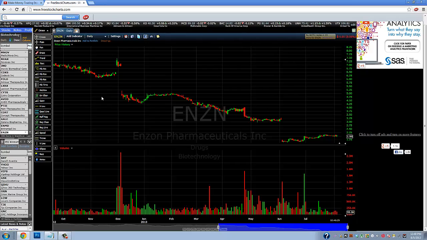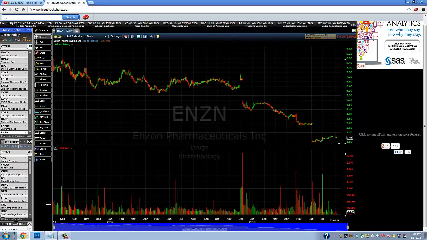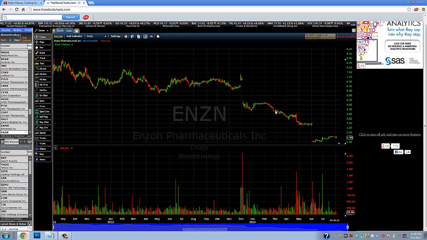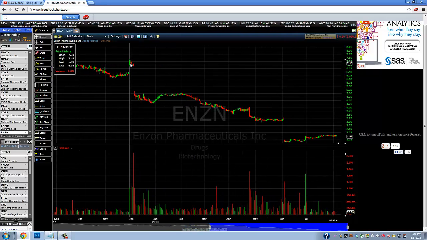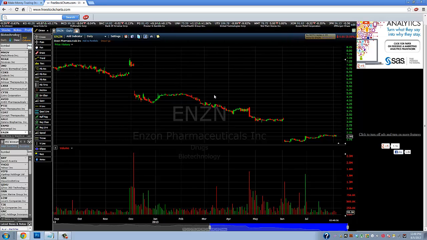It means taking the stock down, down, down, down. From December, this stock has lost a lot. On the 30th of November 2012, the stock was 7.31. Now it's 1.92. It means it lost about 75%.